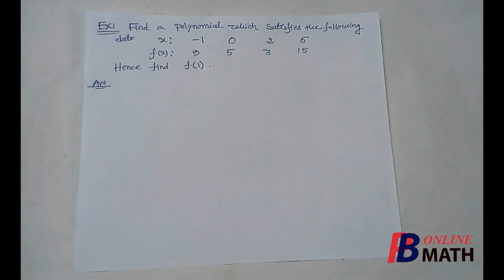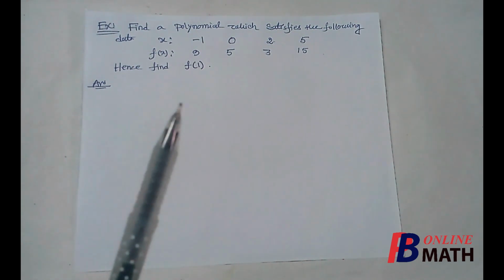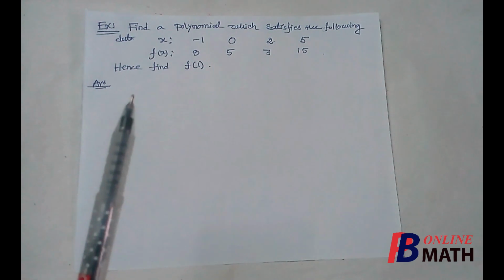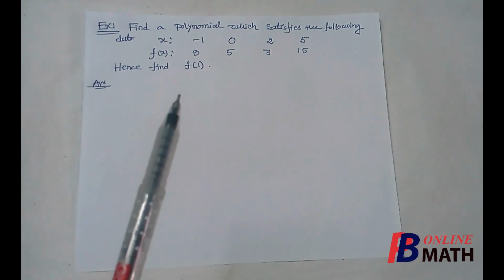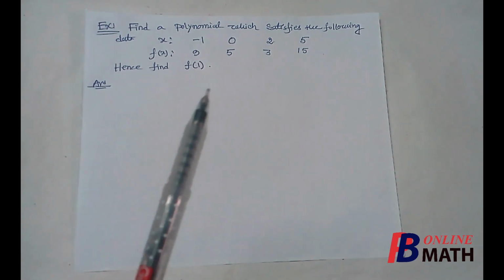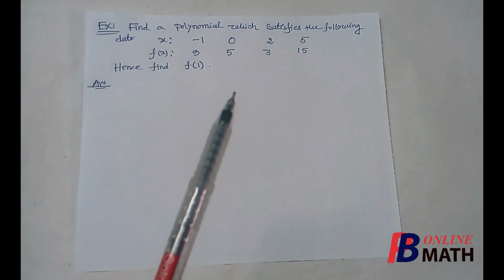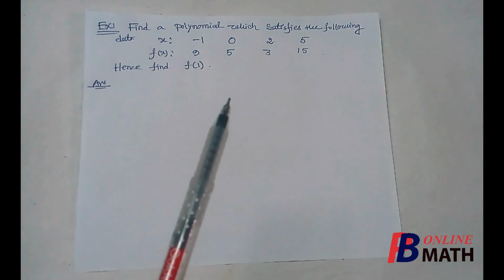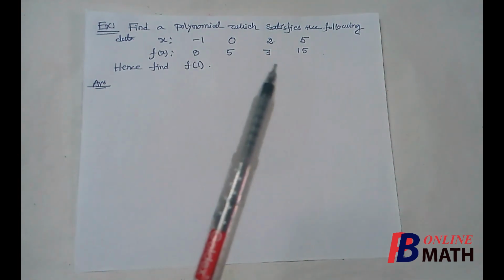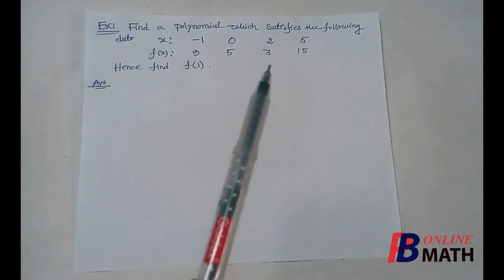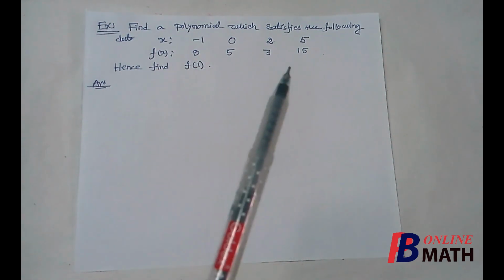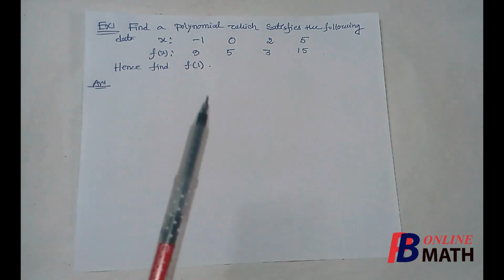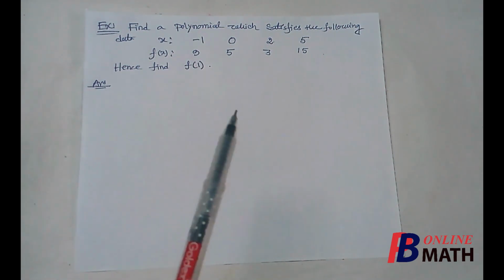We consider one example here. Find a polynomial which satisfies the following data, this one, and hence find f(1). So first of all we have to find a polynomial which satisfies this data. Now remember that we cannot use Newton's Gregory formula here because the arguments are not equispaced: -1, 0, 2, 5. So these are not equispaced, so we cannot use Newton's Gregory formula. Therefore we have to use Lagrange's interpolation formula.